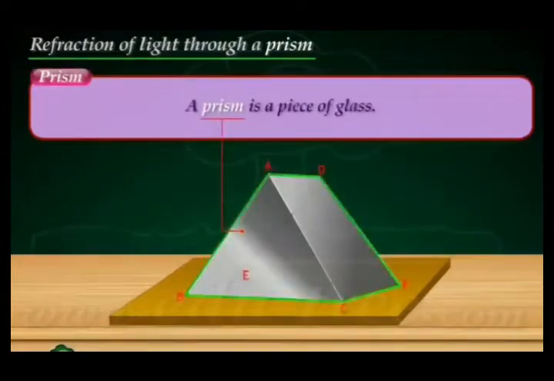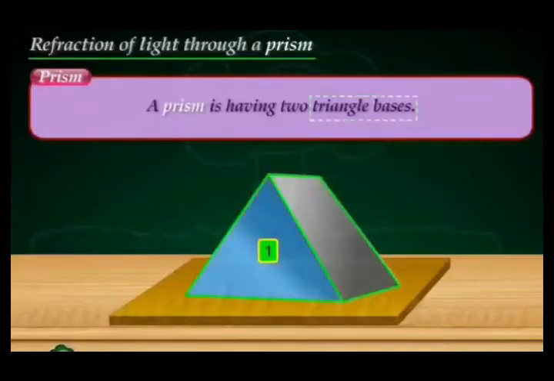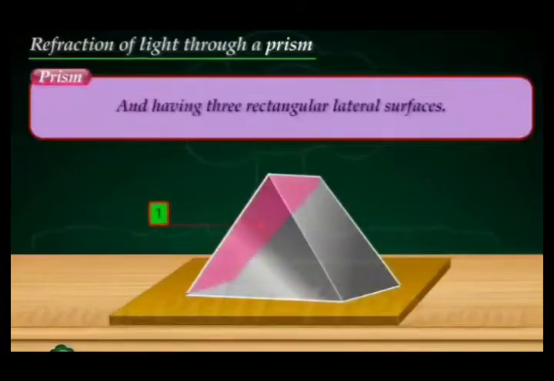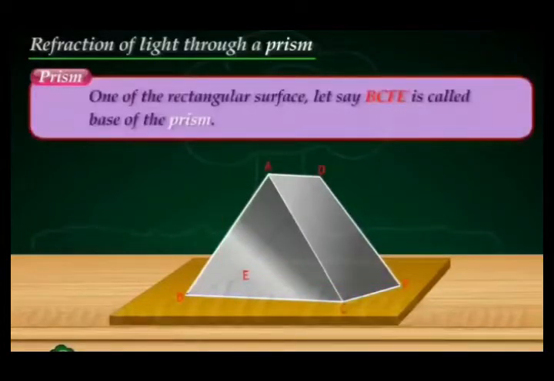A prism is a piece of glass. A prism has two triangular bases and three rectangular lateral surfaces. One of the rectangular surfaces, let us say BCFE, is called the base of the prism.